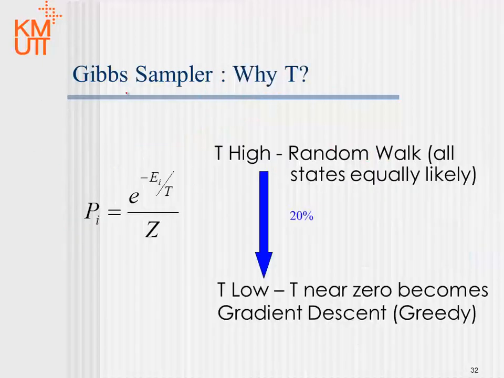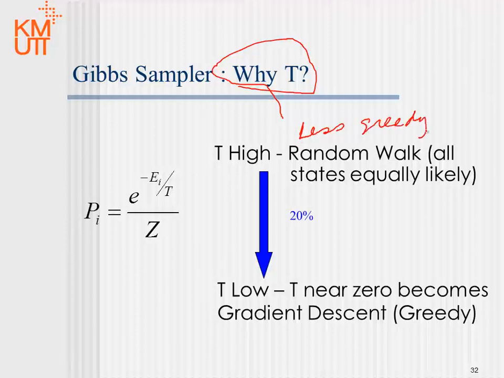Okay. So then the question comes, what is the t for? Why do we have this t? Well, it's actually to control this: the higher the t, the less greedy you are. And as soon as t becomes low, you become more greedy. It controls how greedy your algorithm is.